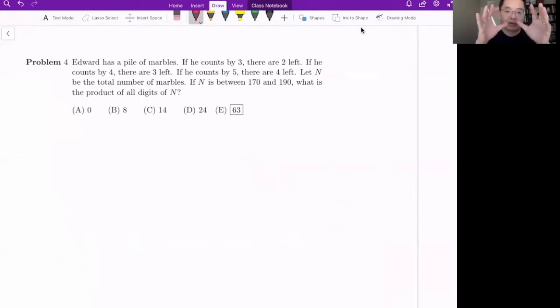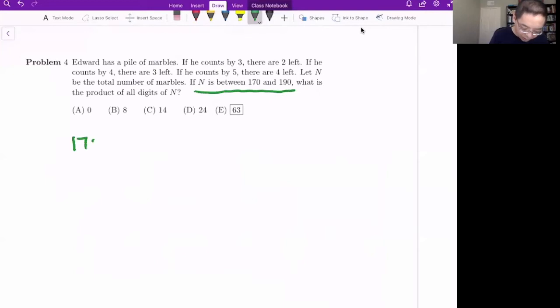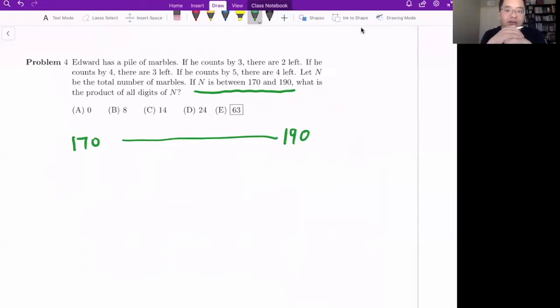Okay, so if we translate this into the language of remainders, it just means I have a number. The number when divided by 3, the remainder is 2. When divided by 4, the remainder is 3. And when divided by 5, the remainder is 4. Of course, there are a lot of options for this kind of number, so here we have an extra restriction. It says the number is between 170 and 190. Then we need to pick out the one that satisfies those requirements for remainders.